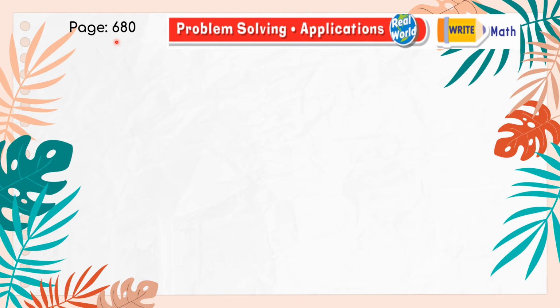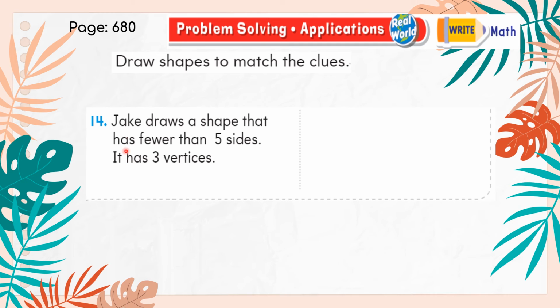Now on page 680, let's look at the problem solving application questions. Draw shapes to match the clues. It says Jake draws a shape that has fewer than 5 sides. It has 3 vertices. So you're going to draw a shape which should have 3 vertices and straight sides which should be fewer than 5. So what shape do you think has 3 vertices and fewer than 5 sides? I think it's a triangle.